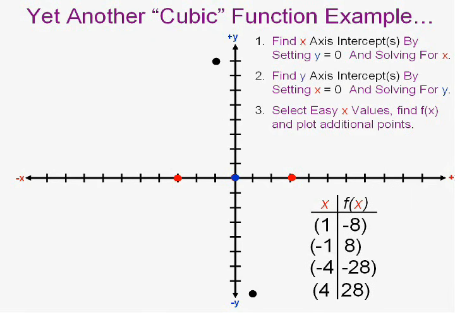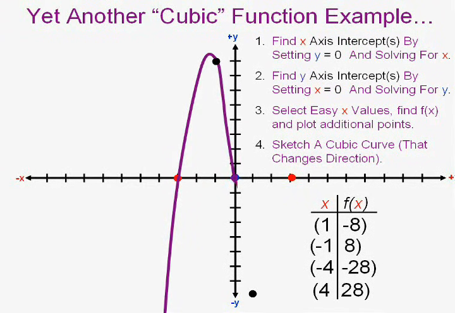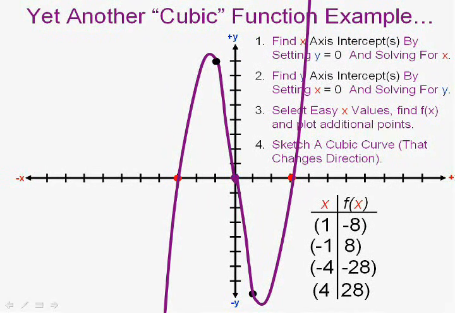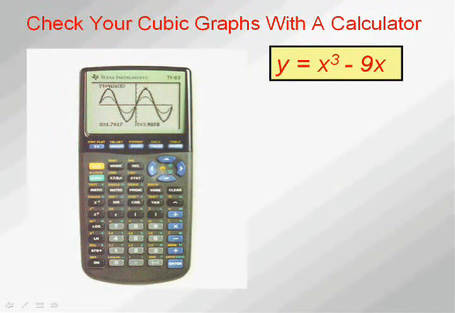So I can see the trend of this line. It has to be continuous from left to right. Are you pondering what I'm pondering? To sketch the cubic curve that changes direction, it's going to have to be there it is. Now you can always check your answer, of course, with your graphing calculator.